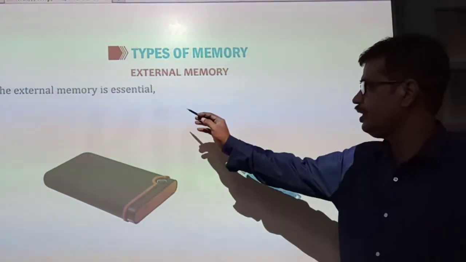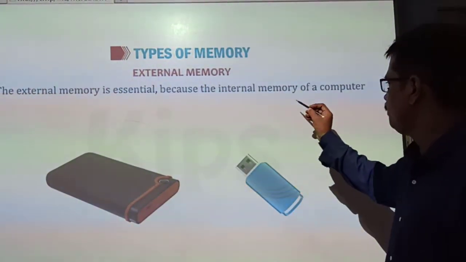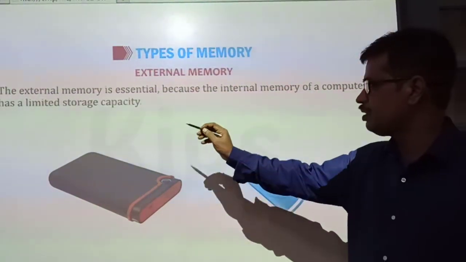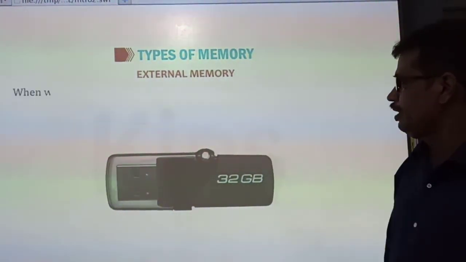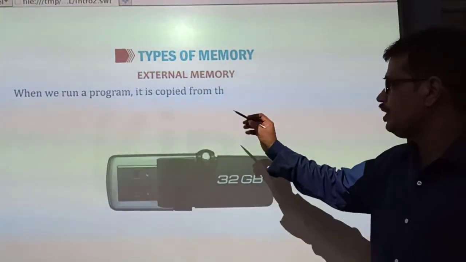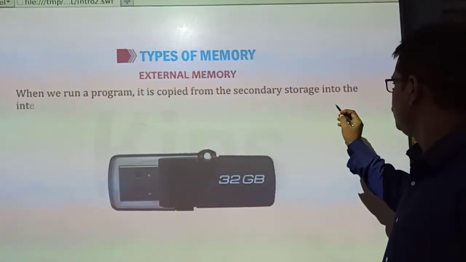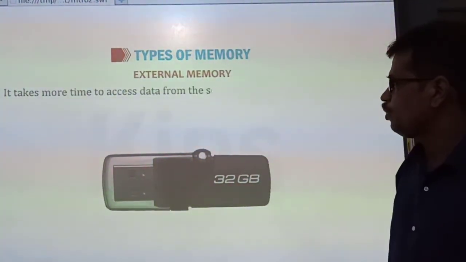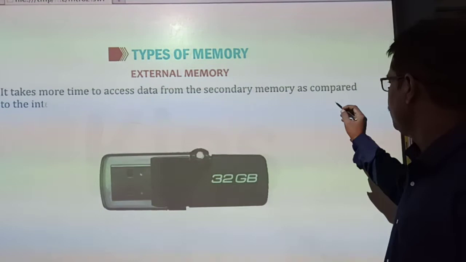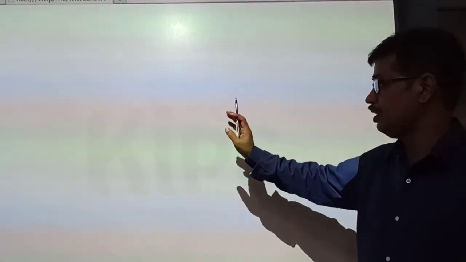The external memory is essential because the internal memory of a computer has a limited storage capacity, right? It is also called the secondary memory. When we run a program, it is copied from the secondary storage into the internal memory. It takes more time to access data from the secondary memory as compared to the internal memory.